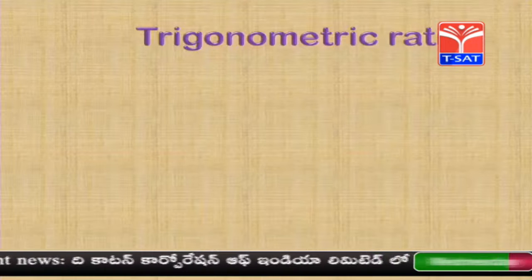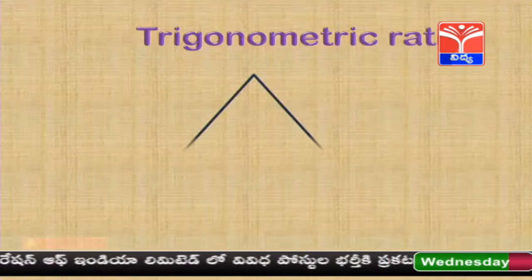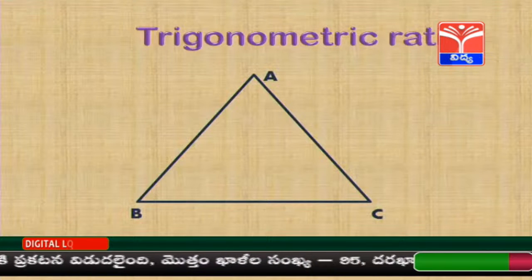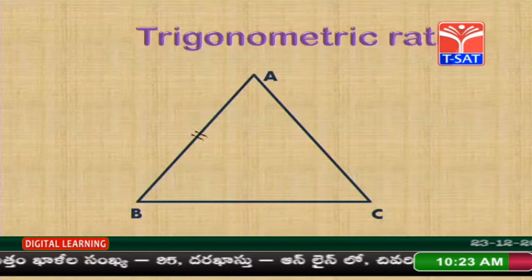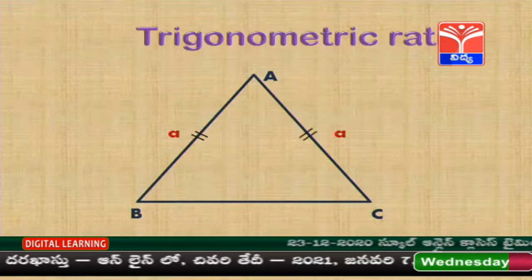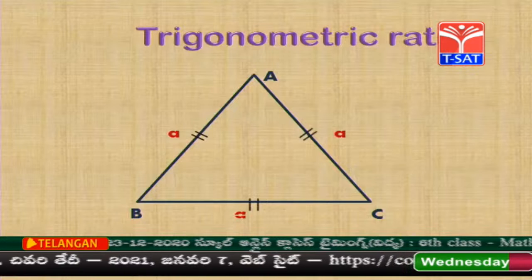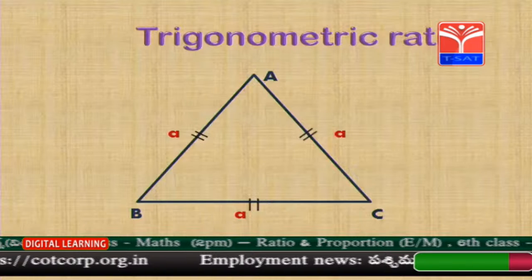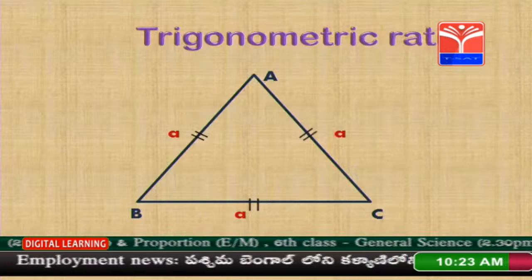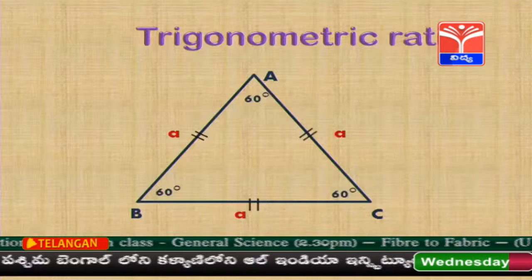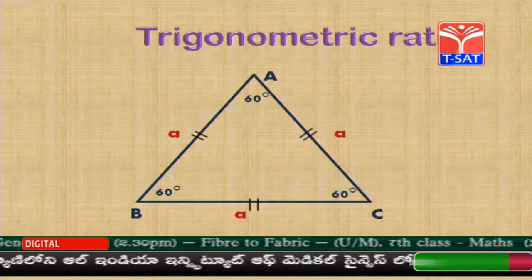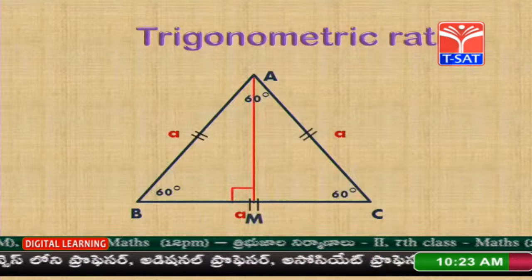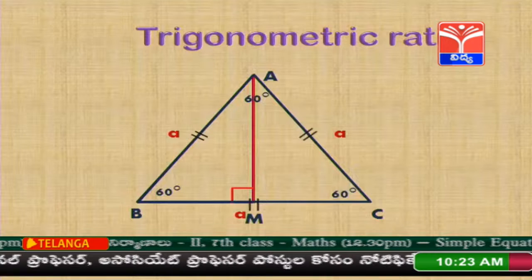Now, shall we check the 60 degrees? Yes, let me take an equilateral triangle ABC. Let me say all the sides are equal to the value a, or a centimeters or a meters, or better to say a units. So I am just representing it here by a small a. You are able to see that all the angles are equal. Now, let me draw a perpendicular from BC to A.